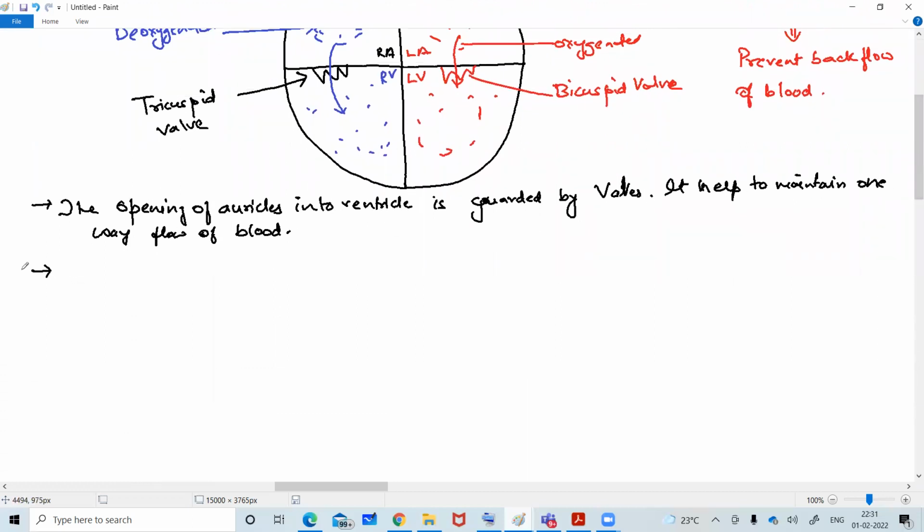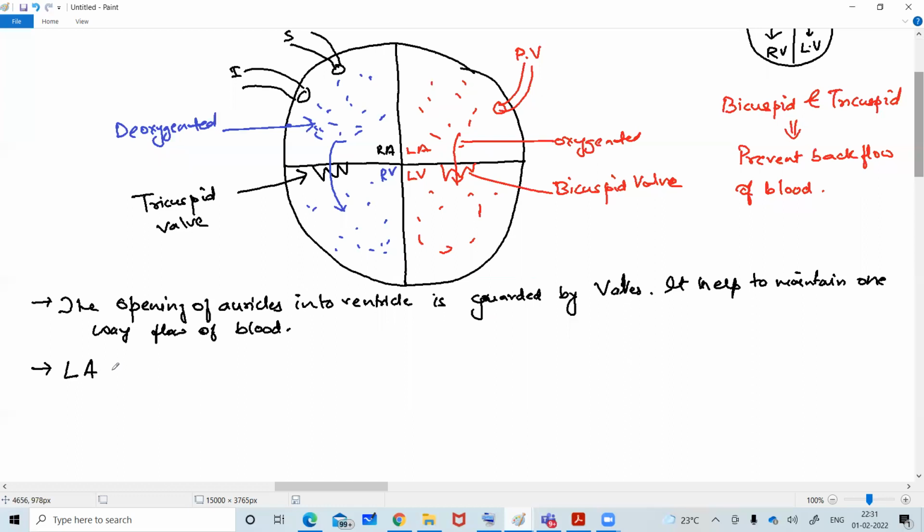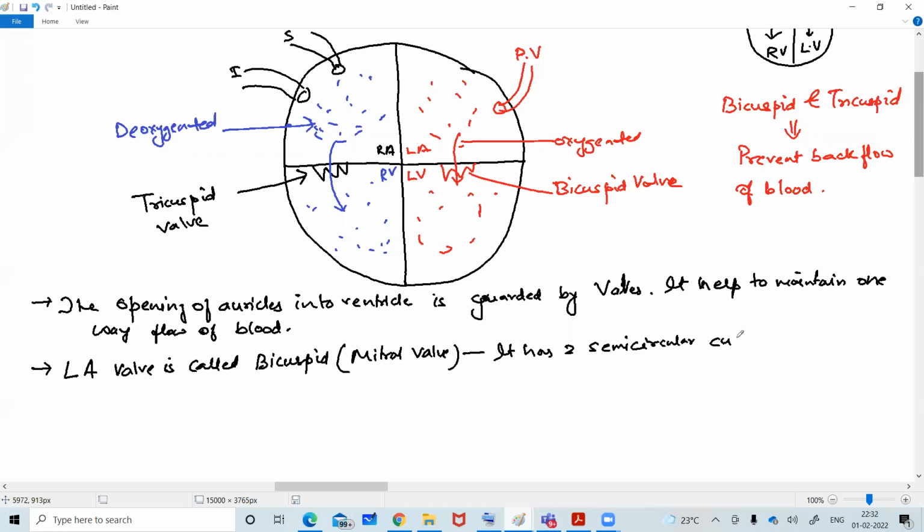Next point, left auricle. So the left auricle valve is called bicuspid, also called the mitral valve, right? I'm just writing the same point that I've discussed in the diagram. And why is this valve called bicuspid? Because it has two semicircular cups, right?